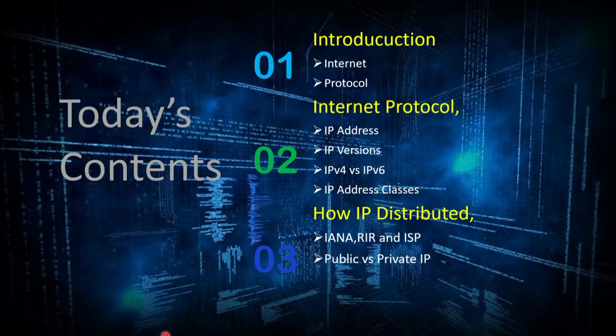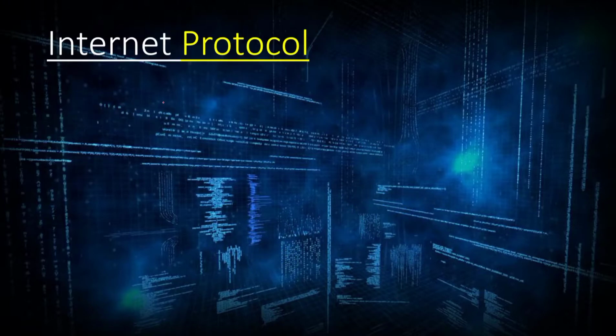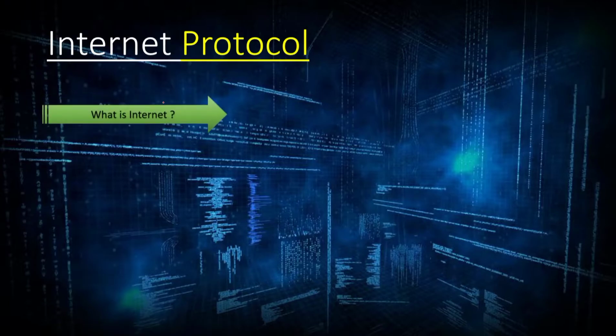So let's begin. As you know, internet protocol is a combination of two words, that is internet and protocol. So let's see what is internet. It stands for interconnected network, that is a network that connects millions of web servers. It means the internet is a worldwide computer network that transmits a variety of data and media across interconnected devices.